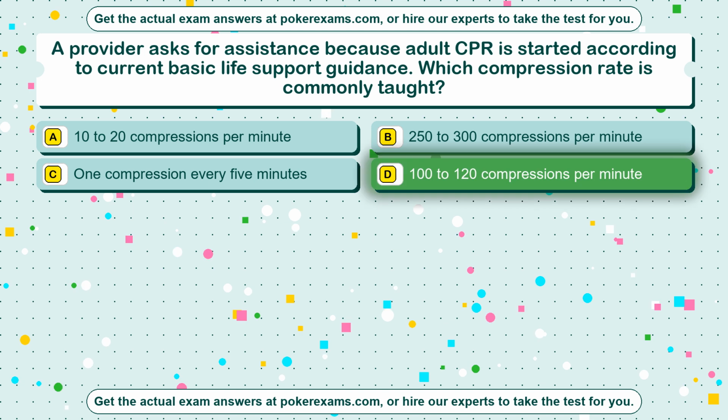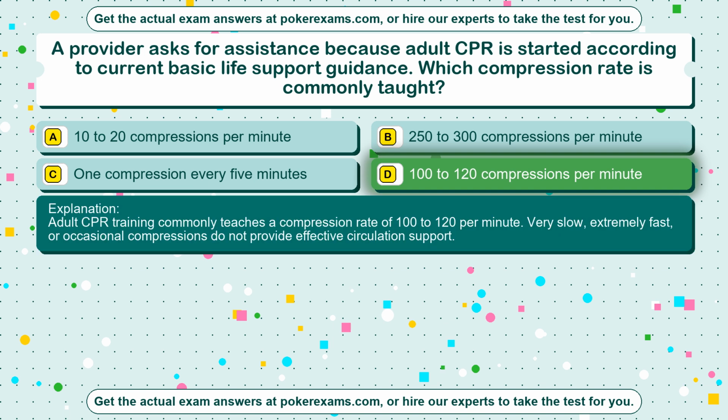The correct answer is option D, 100 to 120 compressions per minute. Adult CPR training commonly teaches a compression rate of 100 to 120 per minute. Very slow, extremely fast, or occasional compressions do not provide effective circulation support.